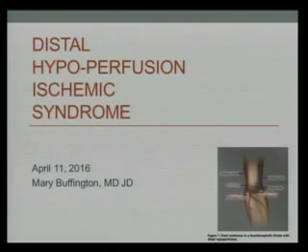Well, today I'm going to talk about the distal hypoperfusion ischemic syndrome, and that's the preferred term for steal resulting from hemodialysis access. I have no conflicts of interest.